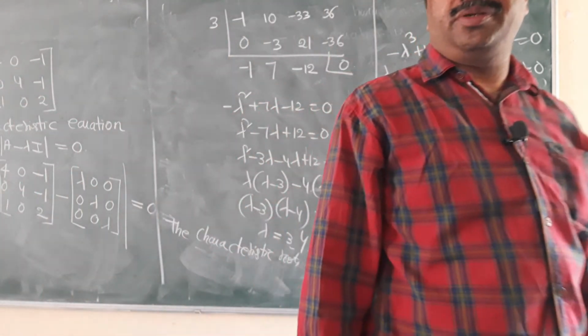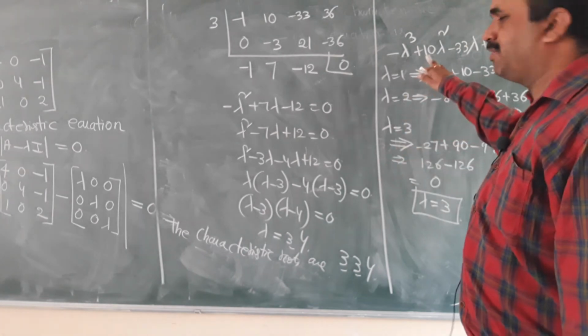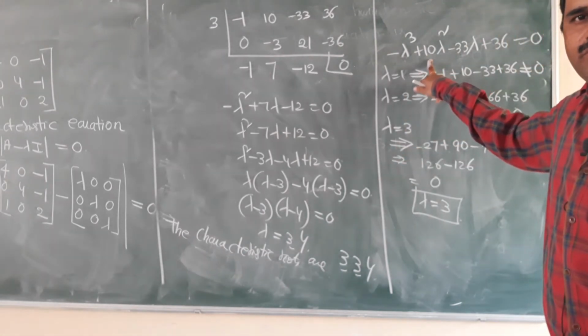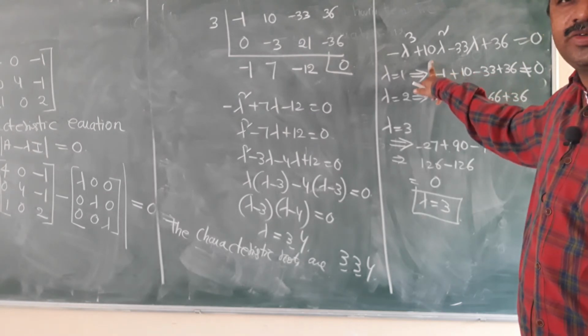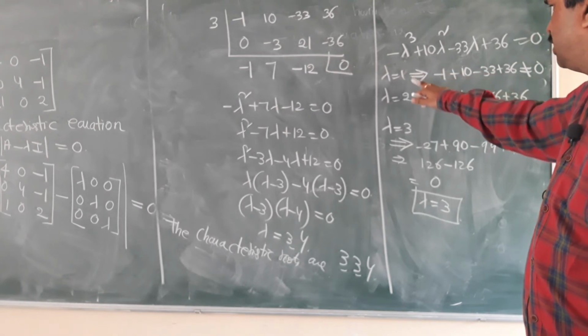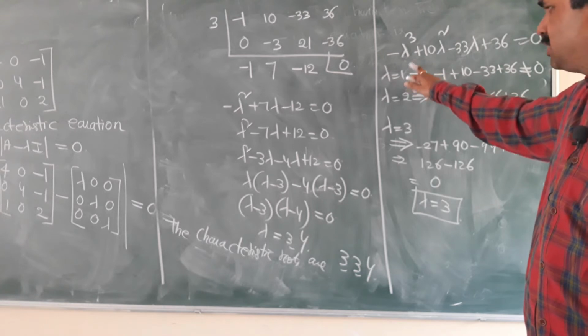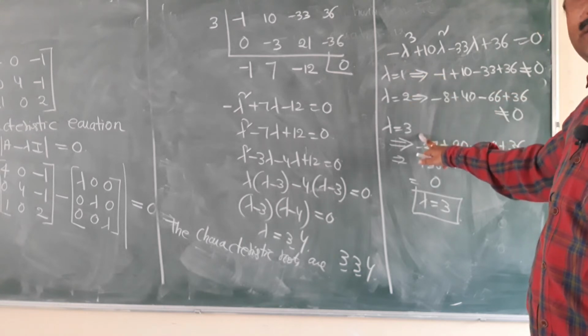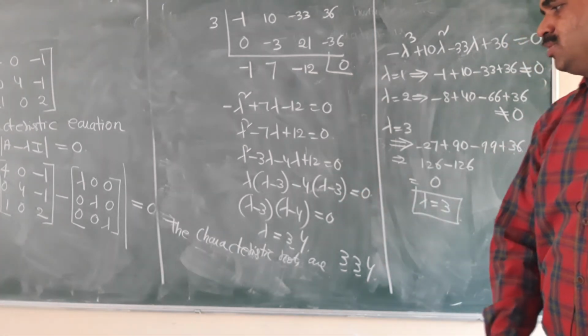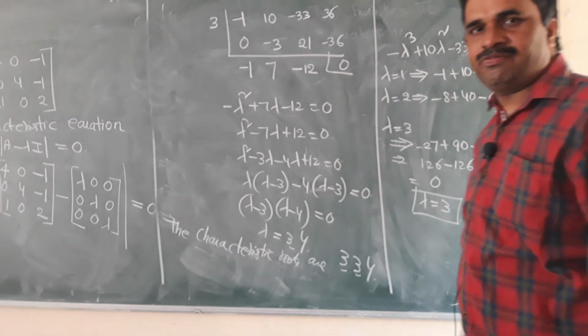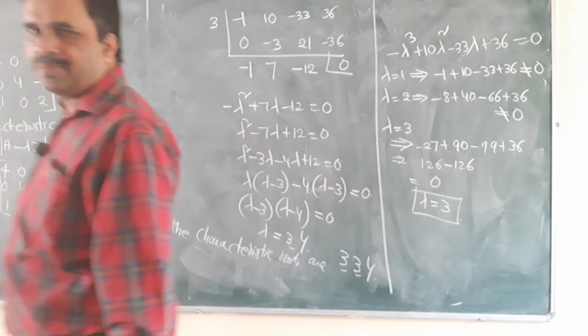Very simple. We got a characteristic equation of degree 3. Simply we have to solve it and find 3 roots. Obviously 1 and 2 failed, 3 is satisfied. I solved by the synthetic method. So I got lambda is equal to 3, 3 and 4. That's all. Let's copy it.